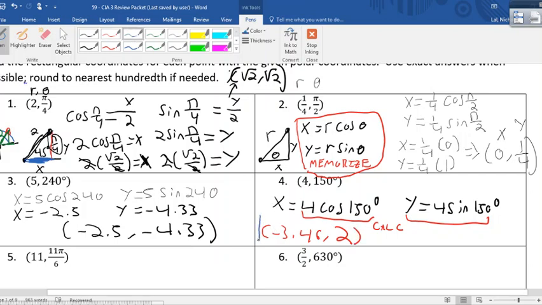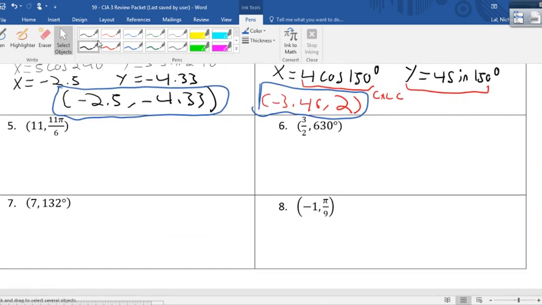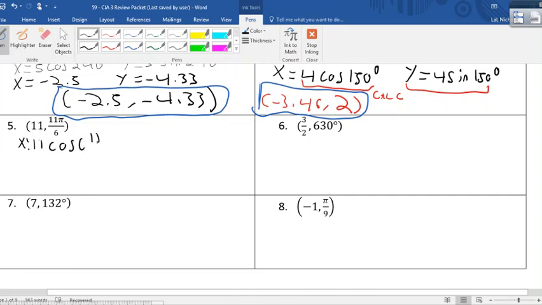Let's box our answers, so we're following best practices here. All right. 5 is going to use radians, and 6 is going to use degrees. Okay. So 5 is going to do 11 and 11 pi over 6. All right. So our polar coordinates are going to be 11, 11 pi over 6. Our x value is going to be equal to 11 times the cosine of 11 pi over 6.